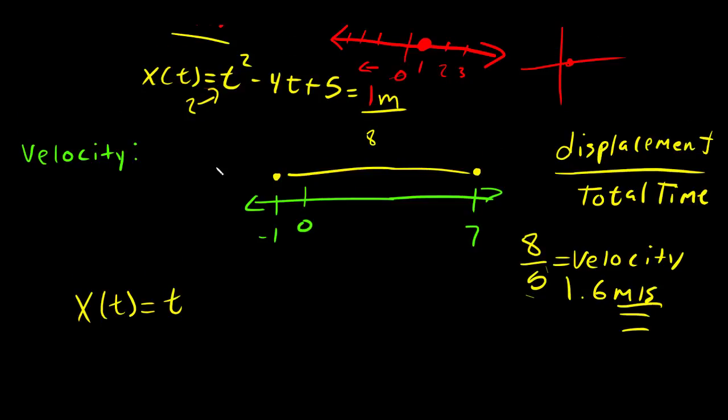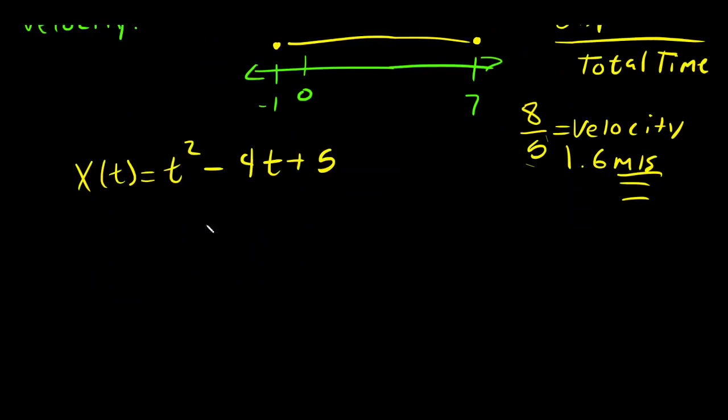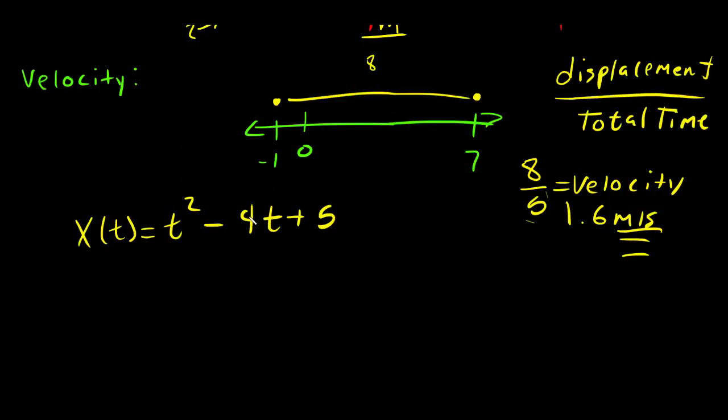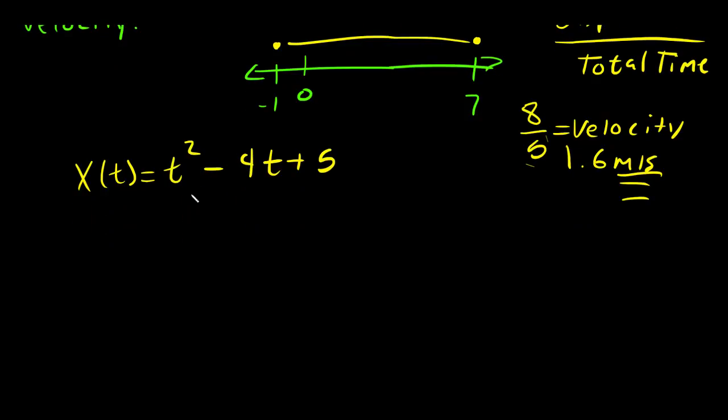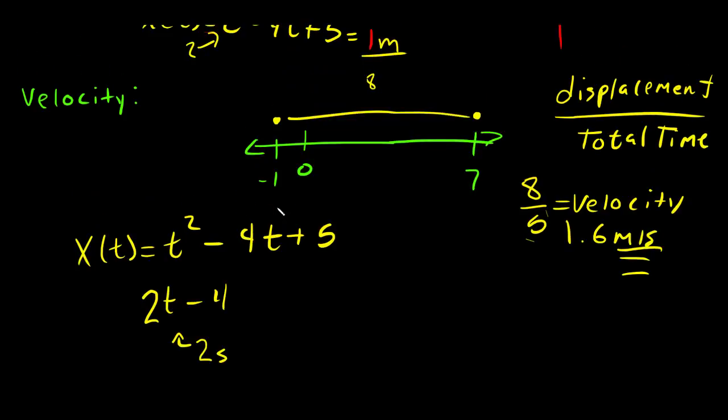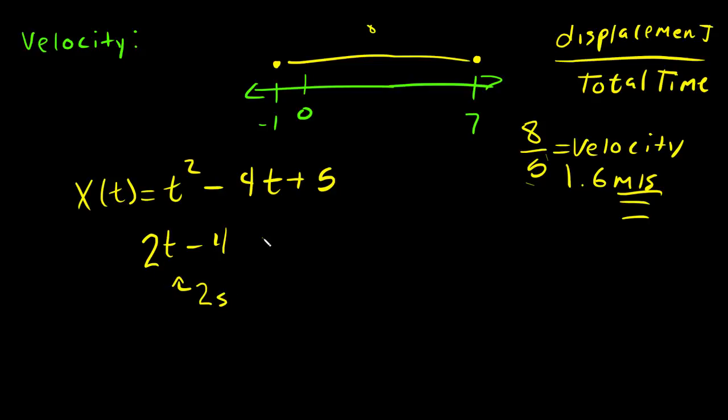So say that we go back up here, what was it? t squared minus 4t plus 5. Say that this is our position function, and the only things we're given are our position function and the time at which we want to find the velocity. What we would do is take the derivative of this, which is just 2t minus 4, and plug in 2 seconds. We plug in 2 for t, and we get 4 minus 4, which is 0 meters per second. So at 2 seconds, it's not moving.